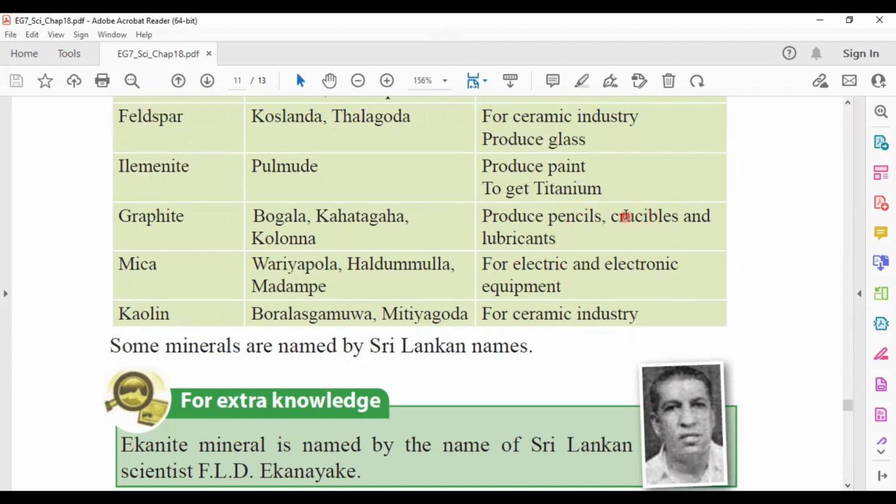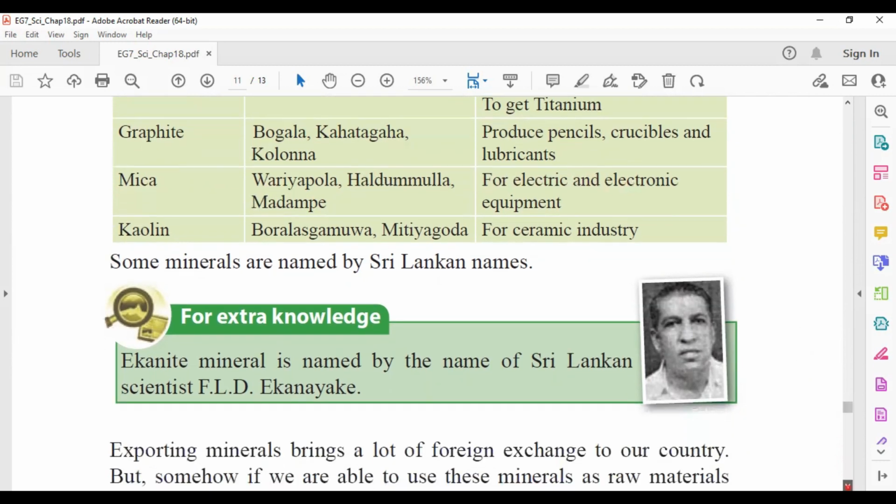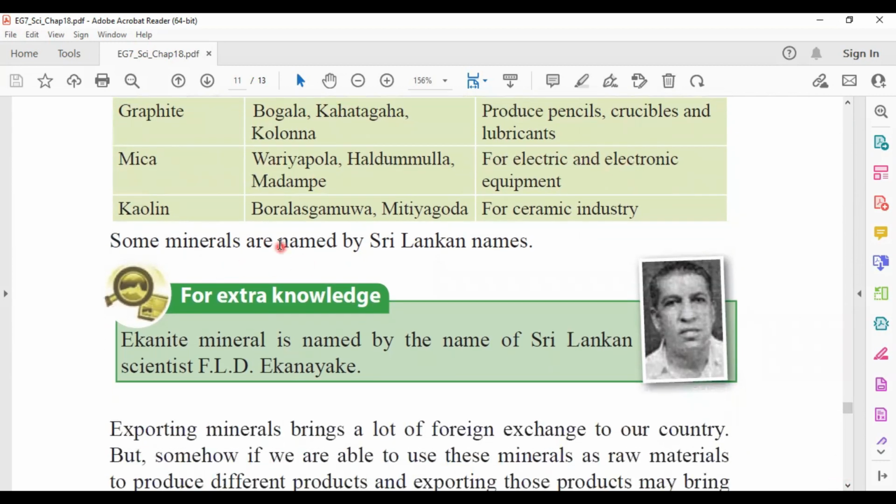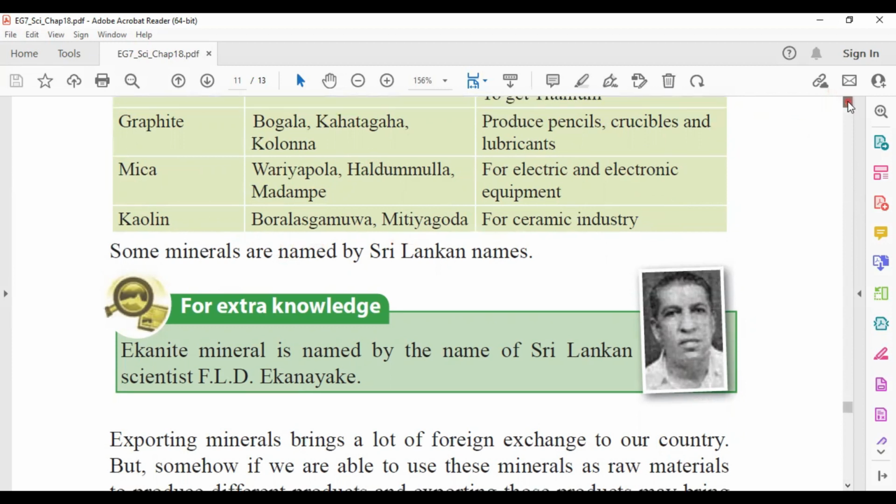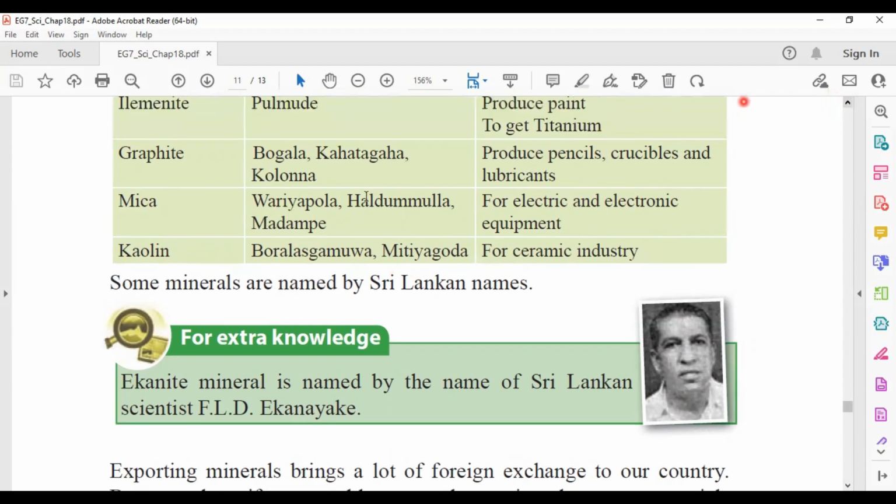Crucibles are a type of container that we can see in laboratories to crush things. Mica, at Variyapura, Haldummulla, and Madampe, is used for electric and electronic equipment. Kaolin can be seen in Boralesgamuwa and Meetiyagoda. We use them for the ceramic industry.